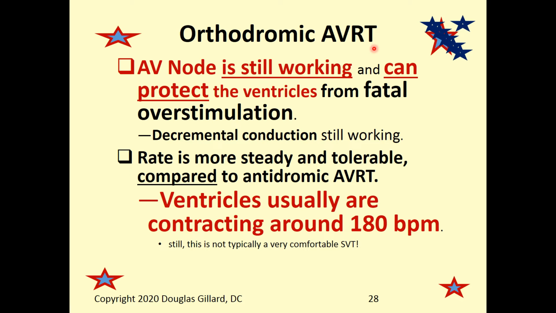Orthodromic AVRT. So everything I said, the AV node is still working, protects the ventricles from fatal overstimulation. Because I mean that current probably could go 300 to 400 beats per minute, but it's not allowed to because of the slow down portion. So I mean the ventricles on average, and every author seems to have a different idea what average is.